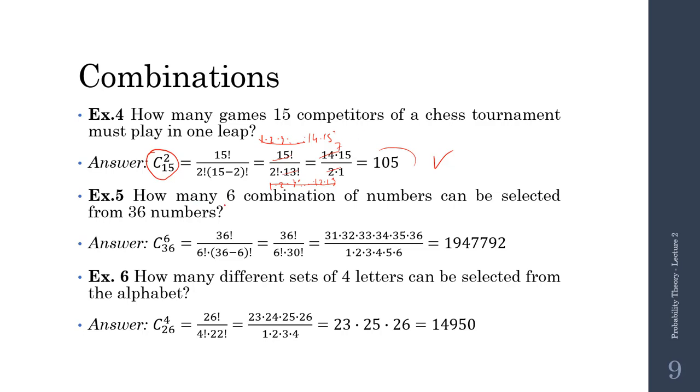And the next exercise: how many 6-number combinations can be selected from 36 numbers? So it's also a combination, 36 numbers by 6, like Sport Lotto here. So we have this amount of numbers. How many different sets of 4 letters can be selected from the alphabet? In the English alphabet we have 26 letters, and we want to choose any 4 of them. So we have 14,950 ways.